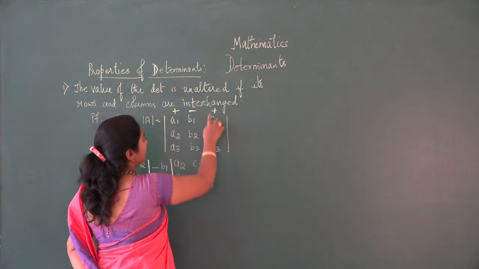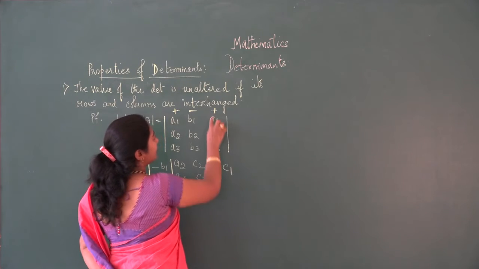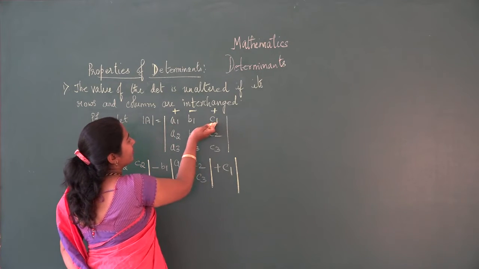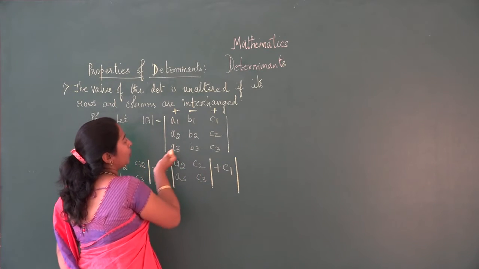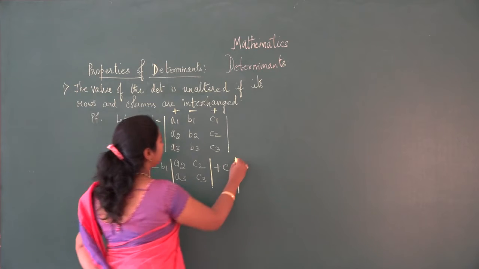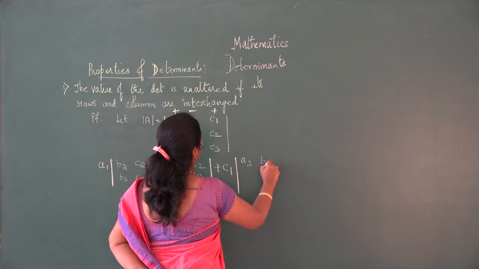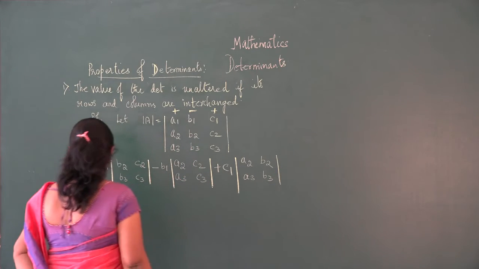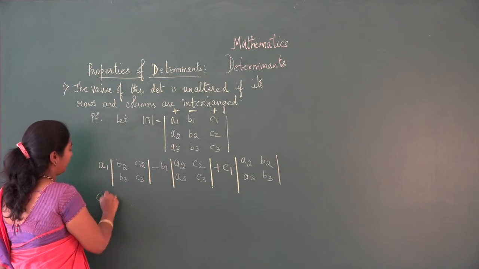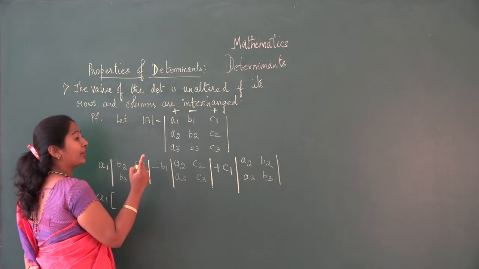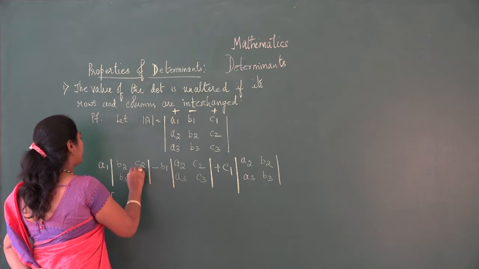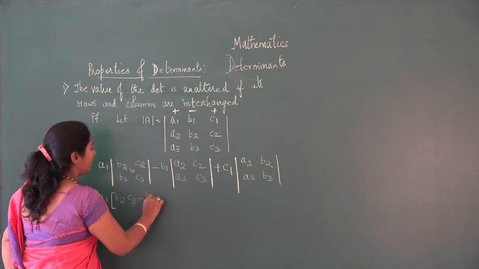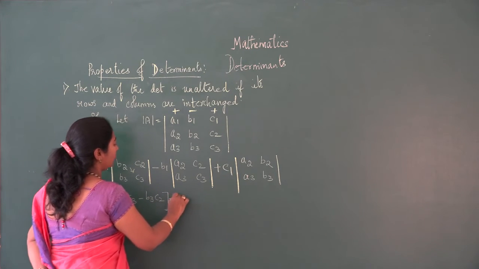Similarly, which is the third element? C1. Plus C1. You are supposed to leave which row? C1th row and C1th column. What are the elements left out here? A2, B2, A3, B3. How do we calculate this now? A1 into product of the principal minus product of the secondary. Which is the principal? B2, C3. B2, C3 minus B3, C2.